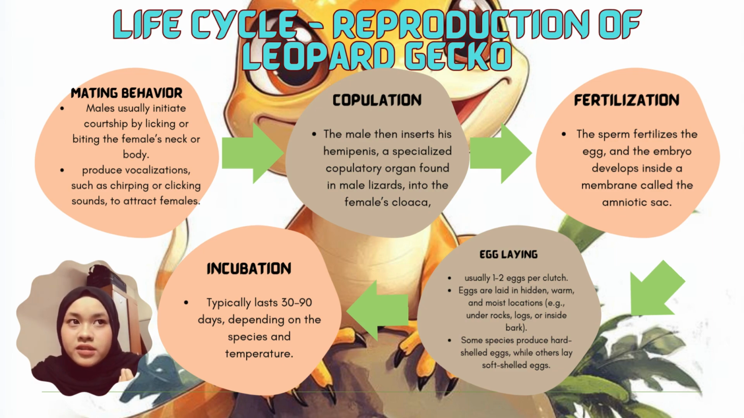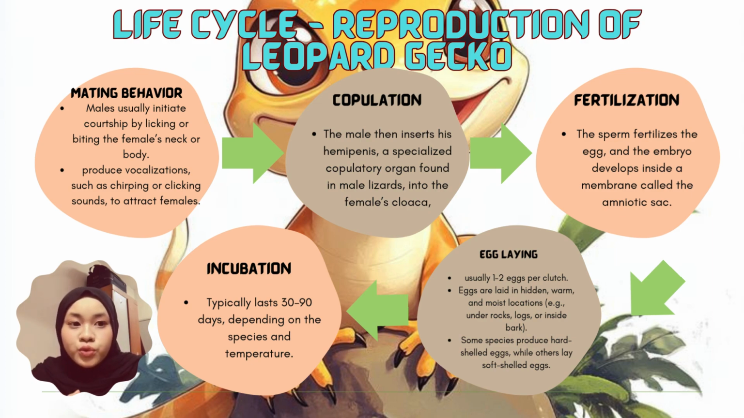Copulation is where the male gecko inserts his hemipenis into the female's cloaca, and after fertilization, the sperm will fertilize the egg and the embryo will develop inside the amniotic sac. After that is egg laying.